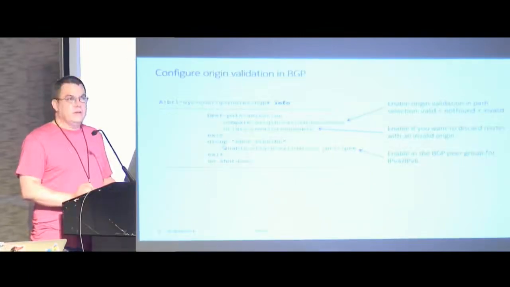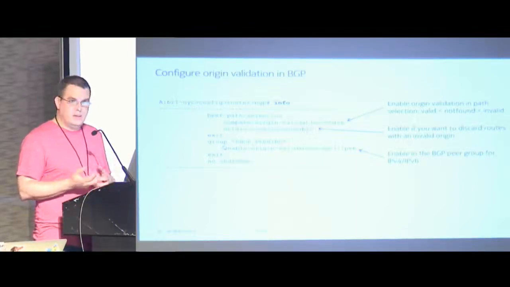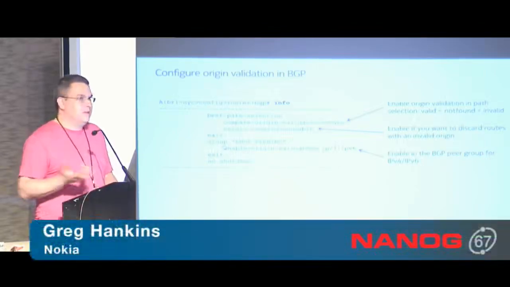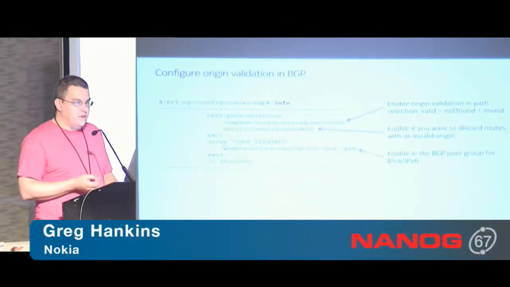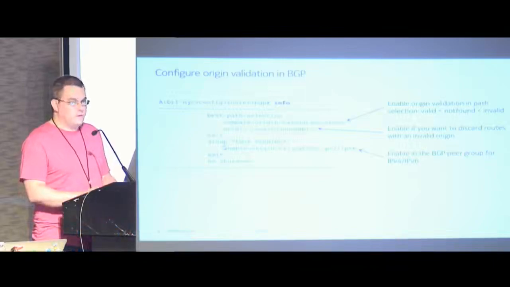And then you have to configure 3 things in BGP to actually make it use the information. First, you turn on origin validation and path selection. So if you don't do that, then it would get the information, but it wouldn't use it in the comparison. You can also configure if you want origin routes that are invalid to be discarded or to be used. So that's a personal choice, up to you. And then you just have to turn it on for V4 or V6 in the peer group.